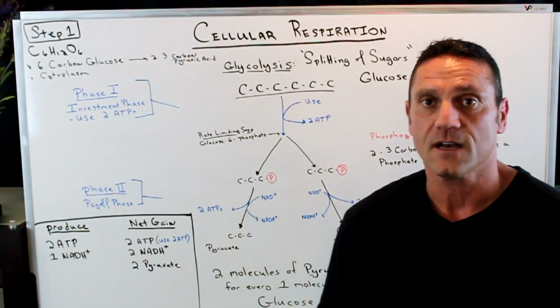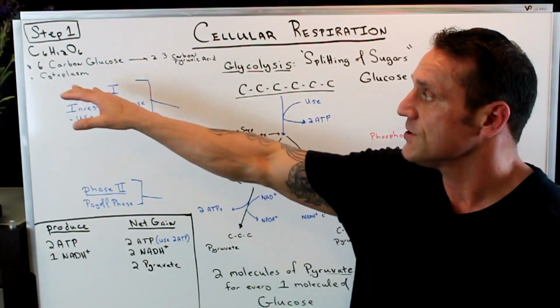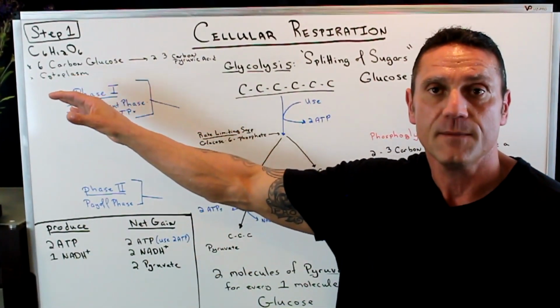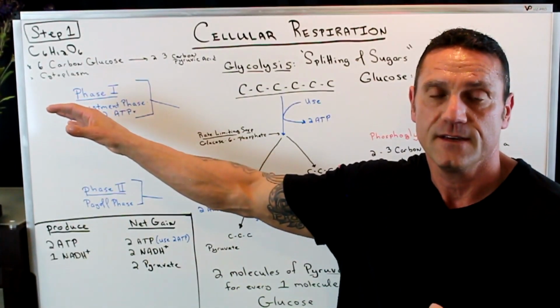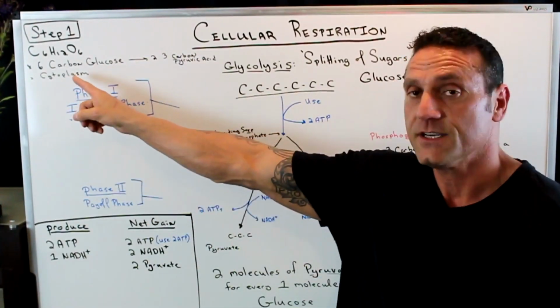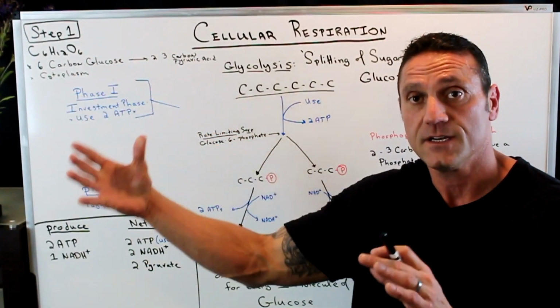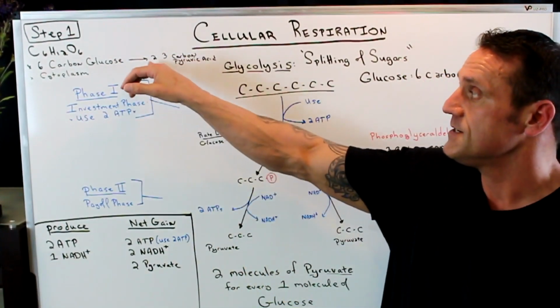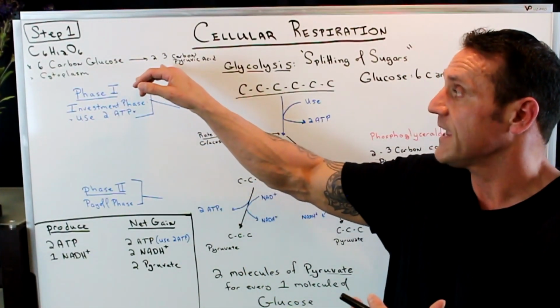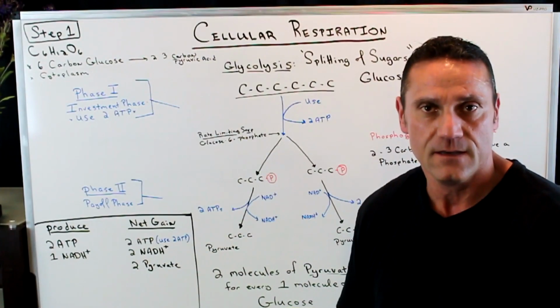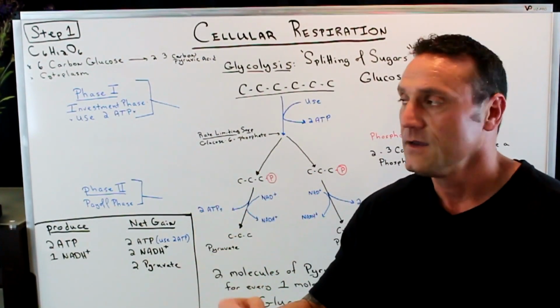Now, glycolysis, a couple things you want to understand. One, you're looking at carbon. What is carbon? Carbon is C6H12O6. And in a nutshell, you're taking the 6-carbon glucose and splitting it up to make two 3-carbon pyruvic acid, or pyruvate. It's either or, they still mean the same.